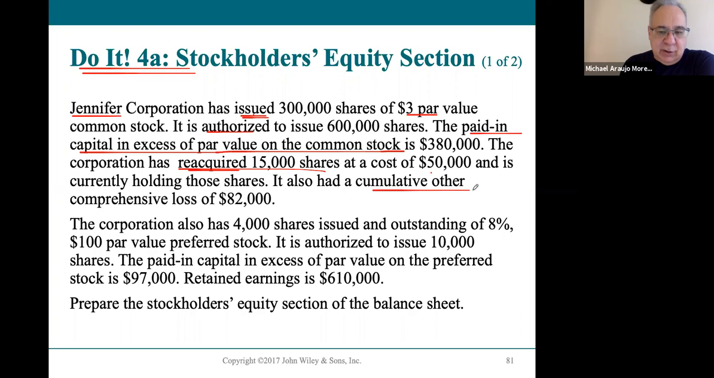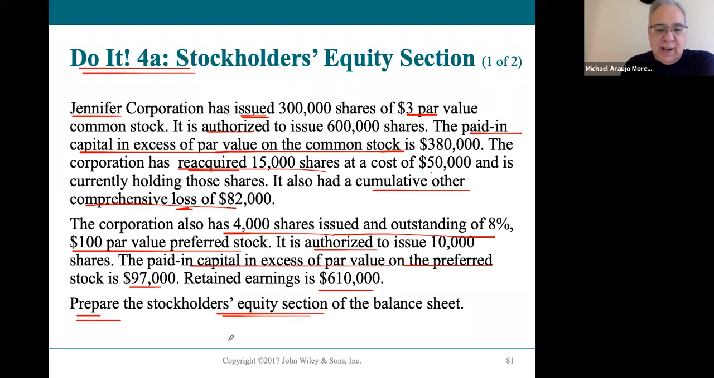And again, here it tells you they have cumulative comprehensive income, actually a loss of 82,000. So it's going to be deducted at the end. The corporation also has 4,000 shares issued and outstanding of 8% $100 par value preferred stock. It's authorized to issue 10,000. Paid in capital in excess of par for preferred is 97,000, and the retained earnings is 610. So organize this into what the stockholders' equity section of the balance sheet would look like.